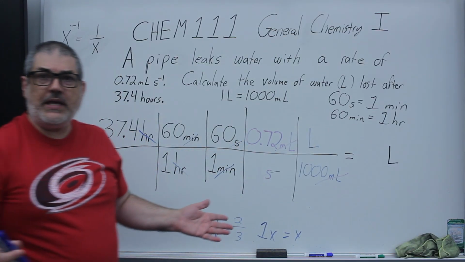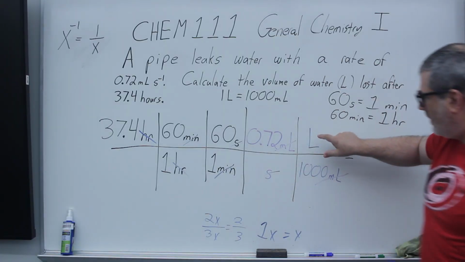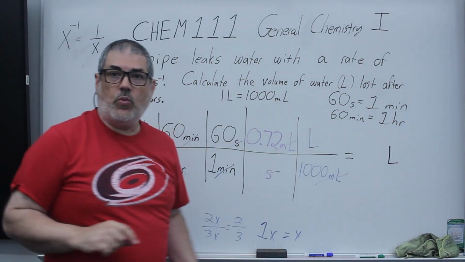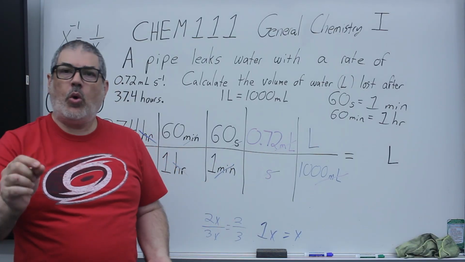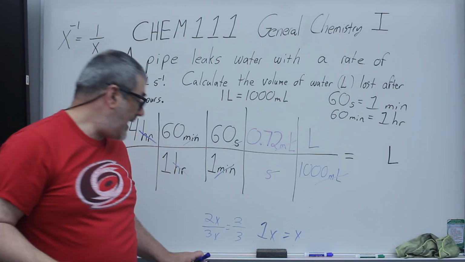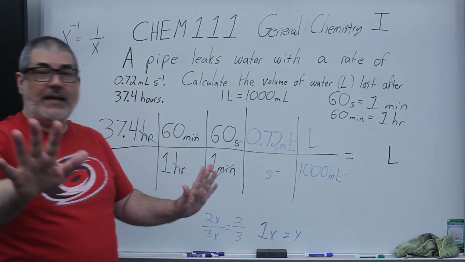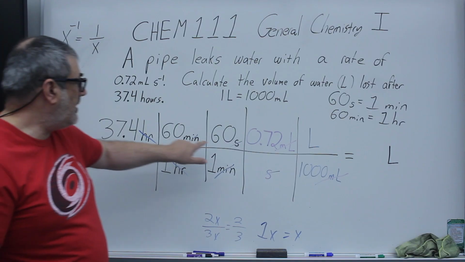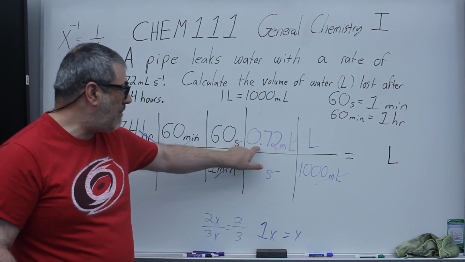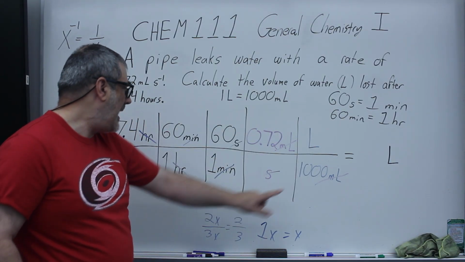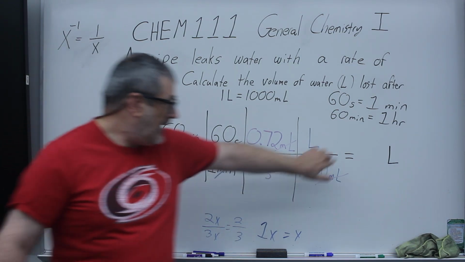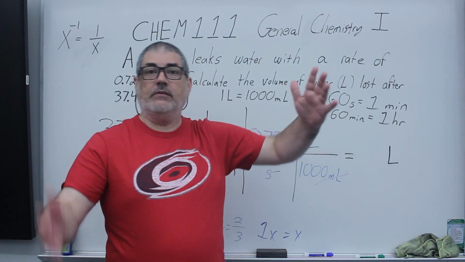But what does this mean? Well, the only unit that's left is liter. That's the unit we want. We're done. All we need to do now is the math. Okay? Before I pick up my calculator, I'm going to take 37.4, times it by 60, times it by 60, times it by 0.72, and then divide it by 1,000. That will give me a number, and that's what goes here in front of liter, and you're done. Okay?